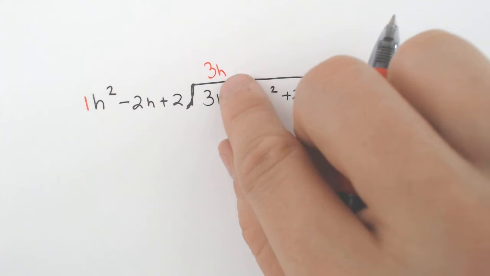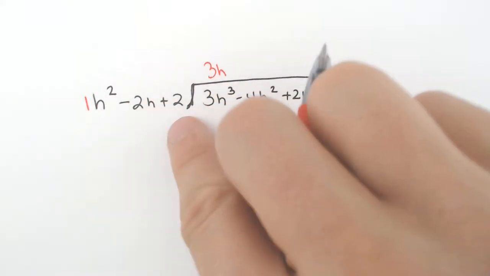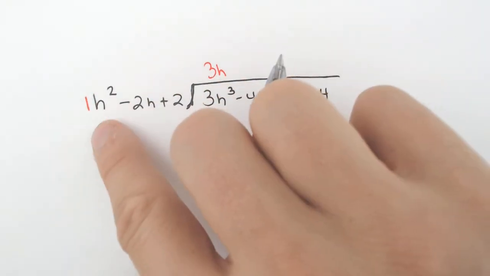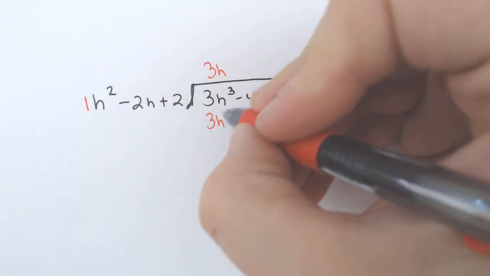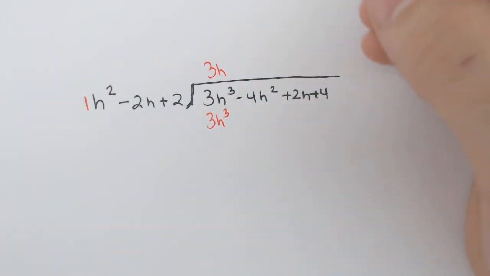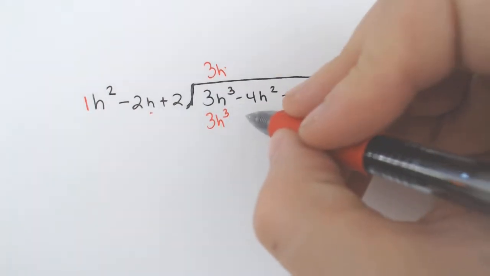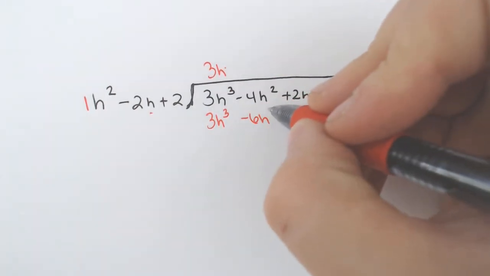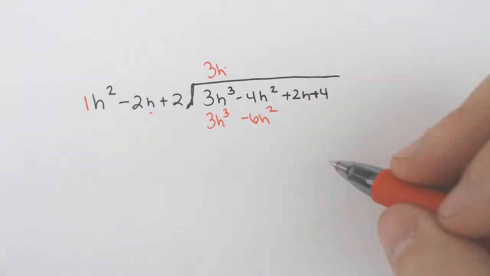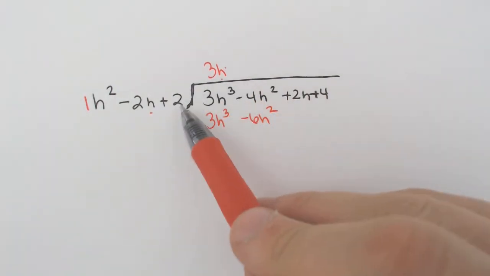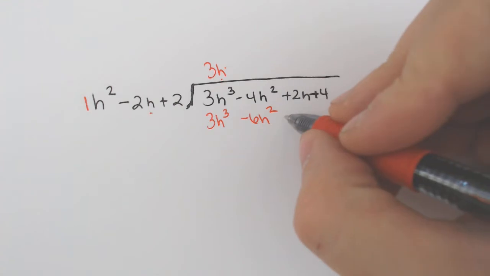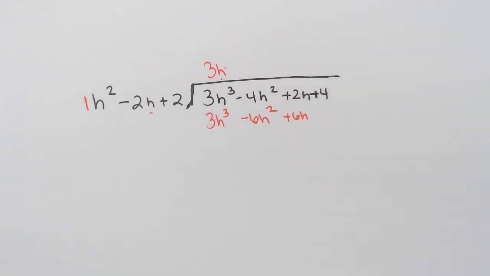Then you take the 3h and you distribute it to all three of these. So 3h times h squared makes 3h to the third, and you write it underneath. And 3h times negative 2h makes negative 6h squared, and you write it underneath. 3h times 2 makes positive 6h.